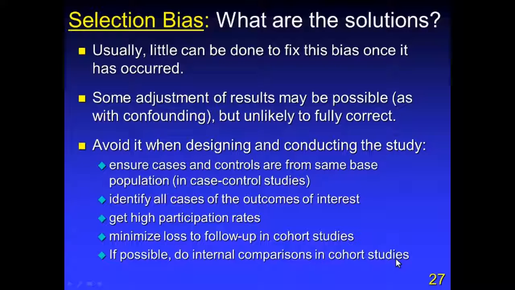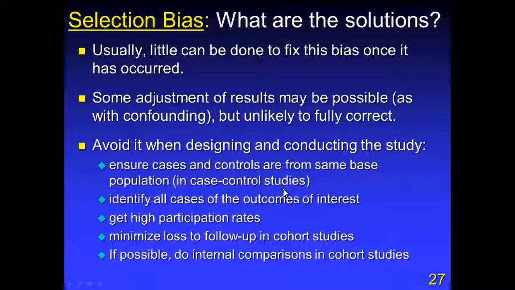We can, to some degree, and we're going to talk about adjustment of results to try and deal with confounding, but it's not likely to fully correct. It may partially take into account, but basically we cannot be confident of eliminating selection bias once it's occurred. So we need to take this into account when designing and conducting the study, and there are various things we can do. Make sure cases and controls are from the same base population in case control studies.